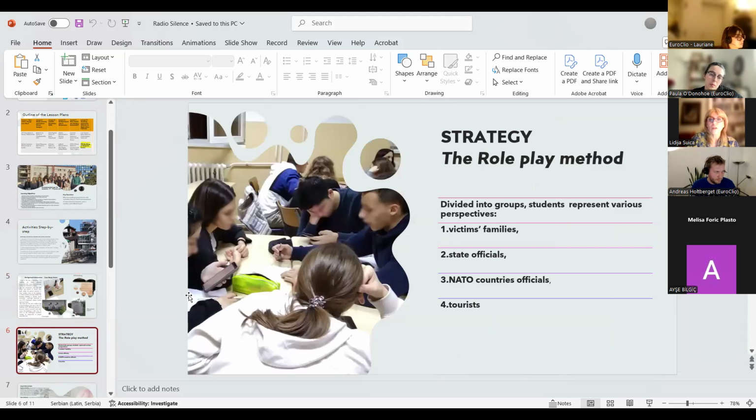The division of roles for the role play proved to be also very engaging, as the majority of students were eager to take on the roles of either tourists or NATO officials.